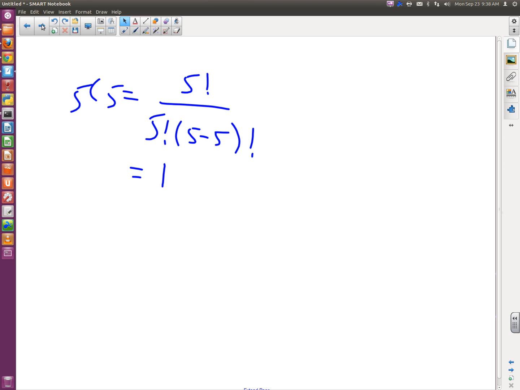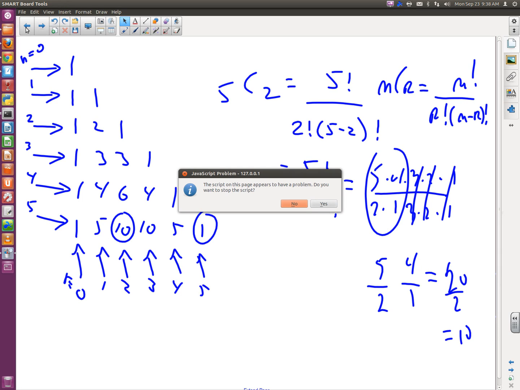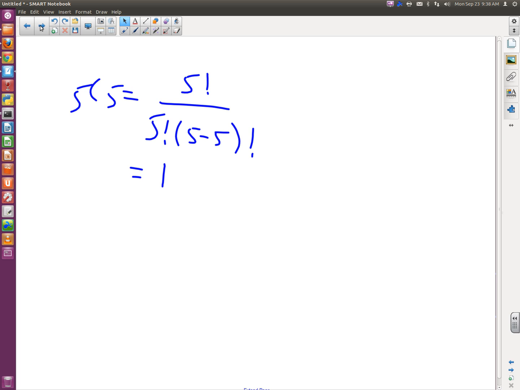Well, that's the same rule we had before. nCr is n factorial, the first number, over r factorial, the second number, over the first minus the second. So that's the 5 minus the 5 on the bottom, right? Okay, can we do this on Sage? Can we come up with this rule? Let's see here.